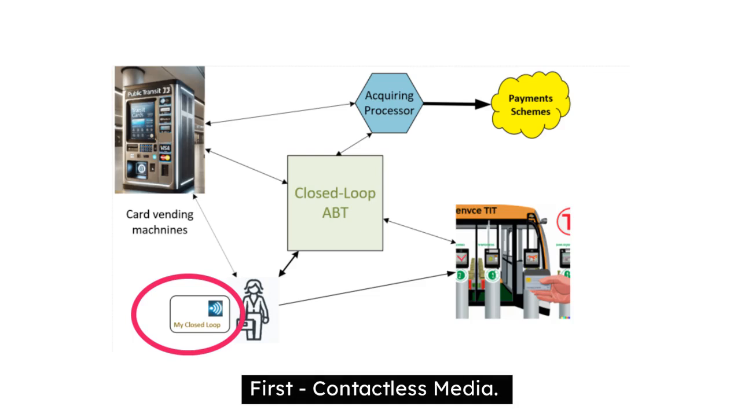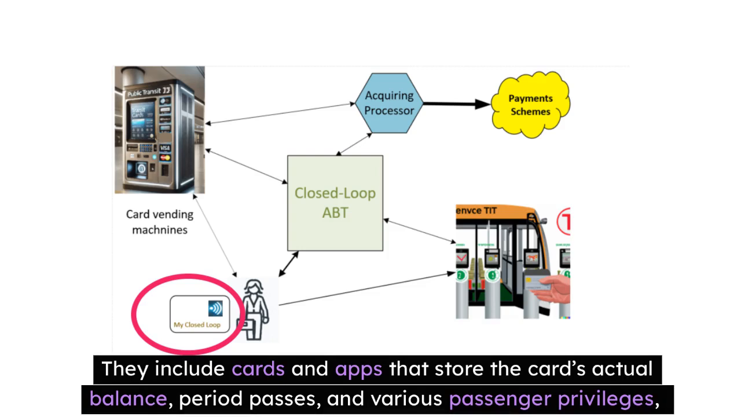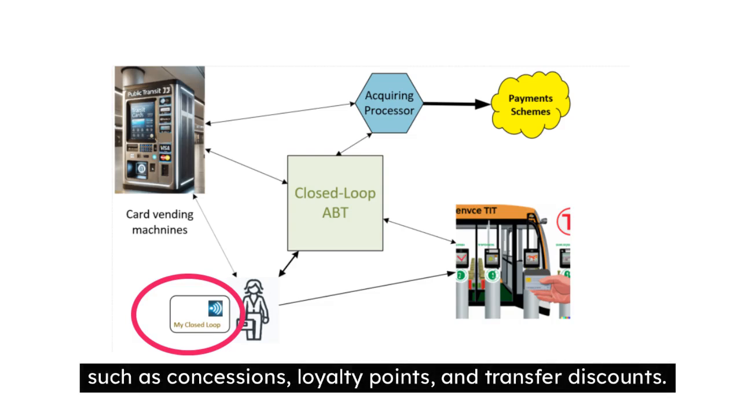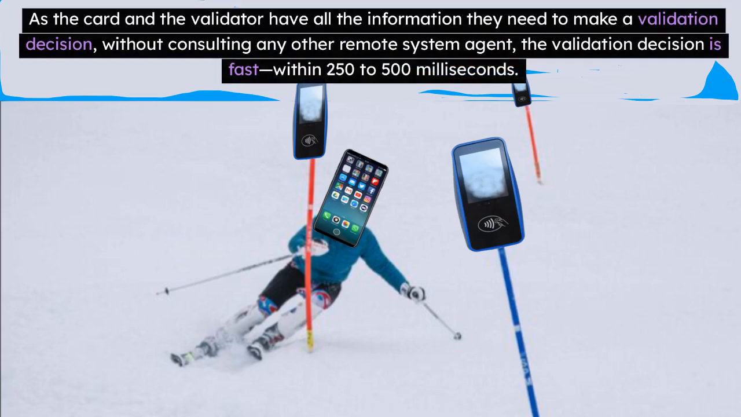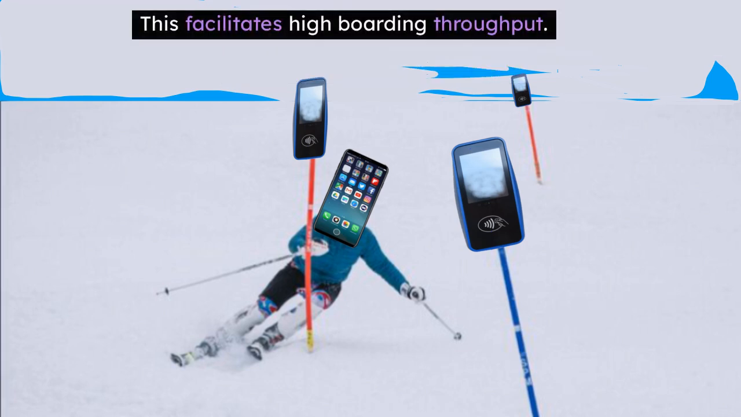First, contactless media. They include cards and apps that store the card's actual balance, period passes, and various passenger privileges, such as concessions, loyalty points, and transfer discounts. Second, validators. They communicate with the cards and apps to validate the fare, making decisions to open gates or display green lights. As the card and the validator have all the information they need to make a validation decision, without consulting any other remote system agent, the validation decision is fast, within 250 to 500 milliseconds. This facilitates high boarding throughput.